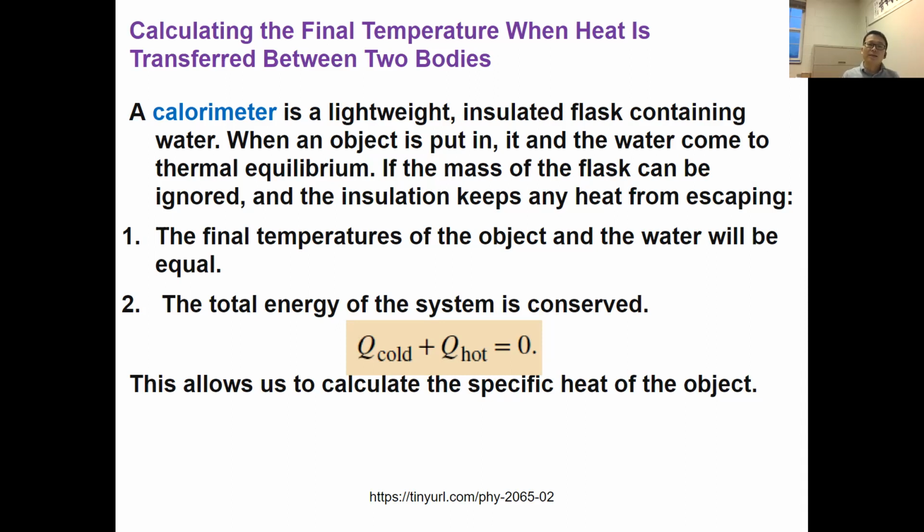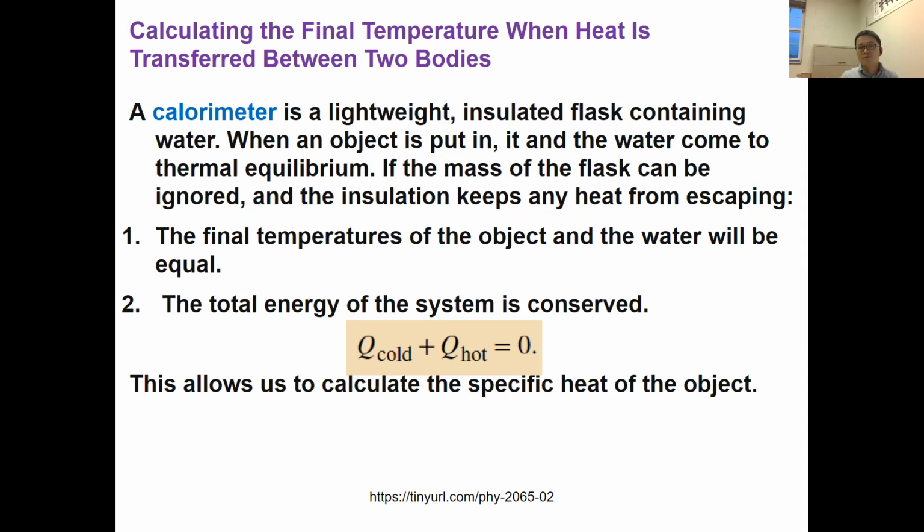So basically, the water and the object should have different temperatures initially. One has a higher temperature, we call it the hot object, and the other has a lower temperature, we call it the cold object. So the heat change Q cold for the cold object plus the heat change Q hot for the hot object should be equal to 0. So keep that in mind.